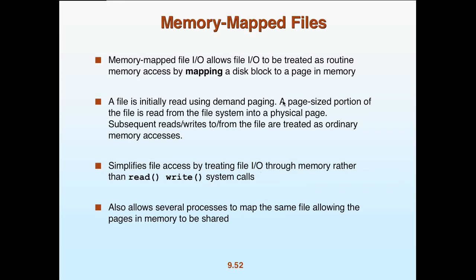So if you memory map the secondary storage, from an operating system's perspective, you've decreased the access time. You've made it more efficient. You write low-level system call interfaces to read and write, and that's where we get the simplified file access by treating the I/O as memory access rather than using a read and a write as a system call. We access it from memory, and we end up with essentially faster access. It also allows several different processes to map to the same file, allowing the page to be shared.